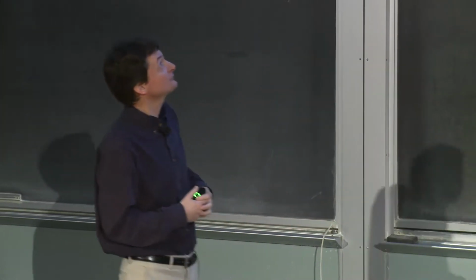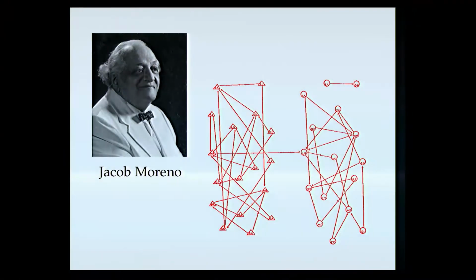Here is an example. People have been studying this for a long time. So here is a very old example from the 1930s. This guy here, Jacob Moreno, is often credited with being the first person to study social networks scientifically. He was a psychiatrist working in New York City, and he was interested in patterns of interaction amongst groups of people. And he started making these little pictures, like this one here. This comes from a book that he published in 1934.